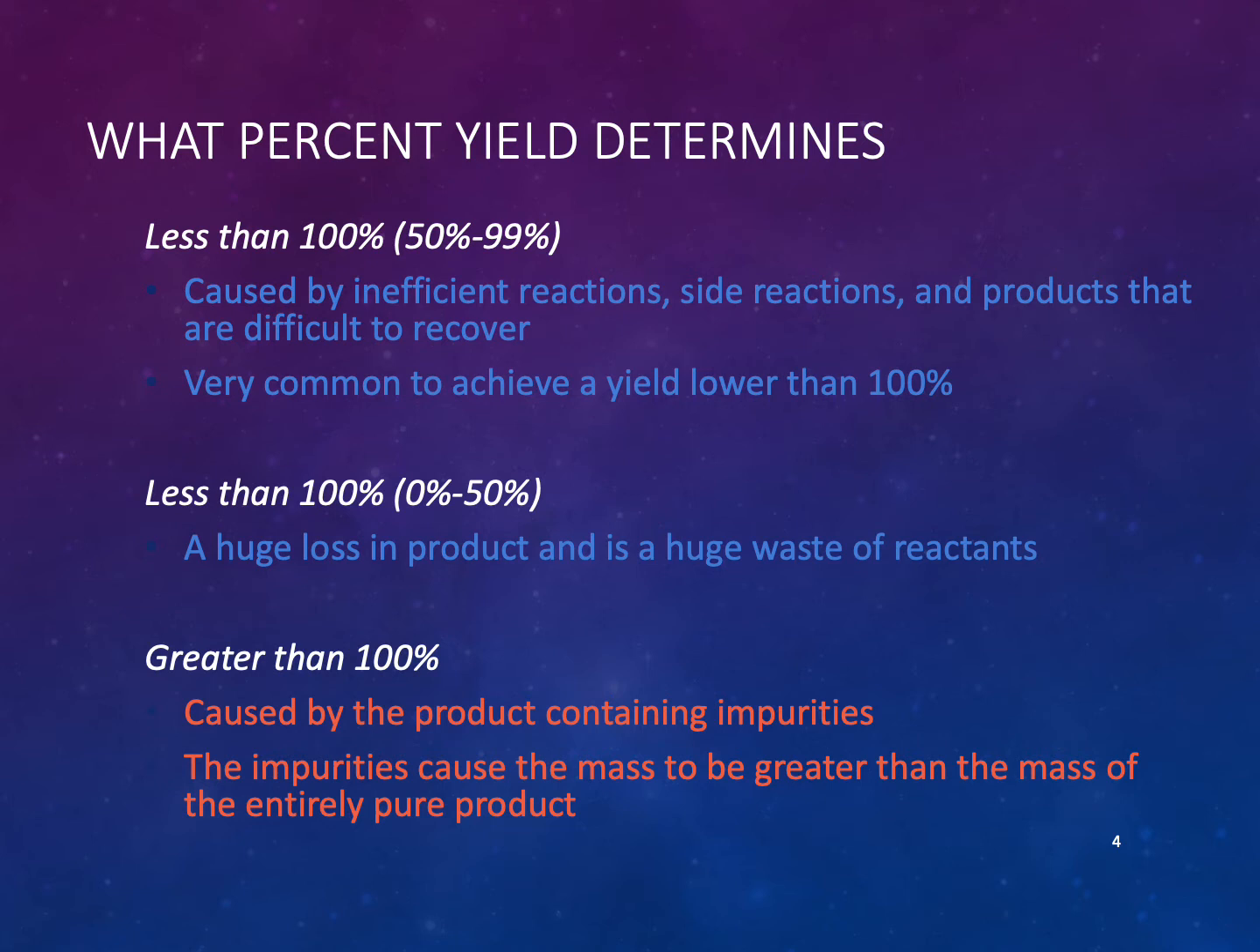And then when it's greater than 100%, it's normally caused by the product containing impurities that add weight to the final product, and you can see here that the mass is greater than the mass of the entirely pure product.